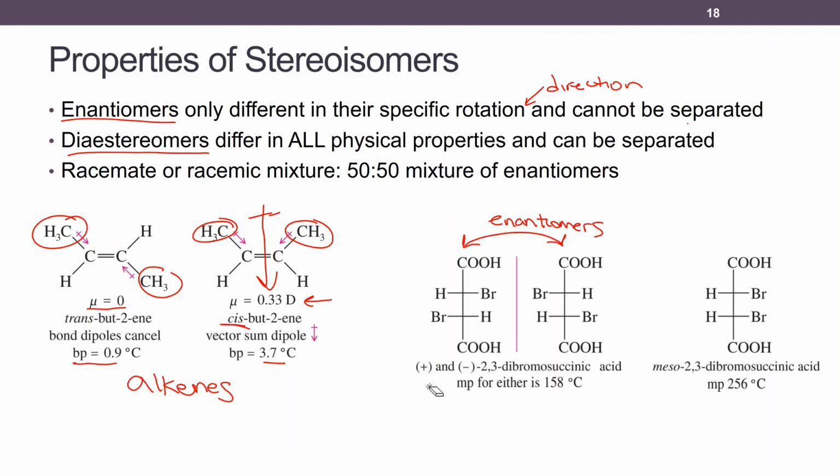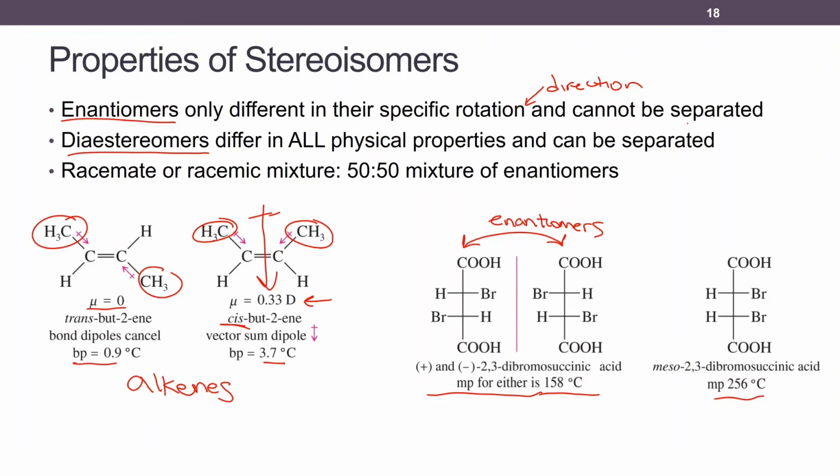It's a meso compound, and we can't separate the plus and minus from each other of the dibromosuccinic acid, but the meso compound, we could separate it from the mixture here because the melting points are significantly different, so we could crystallize them. So diastereomers do differ in their physical properties. We see dipole moment on the left, and then we see melting points there on the right. But enantiomers have the same physical properties.